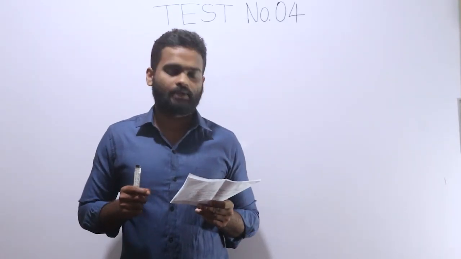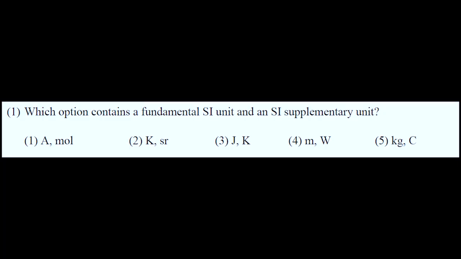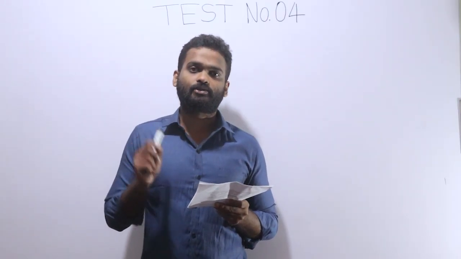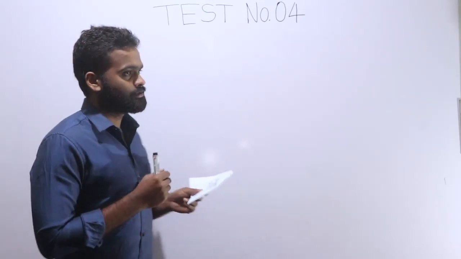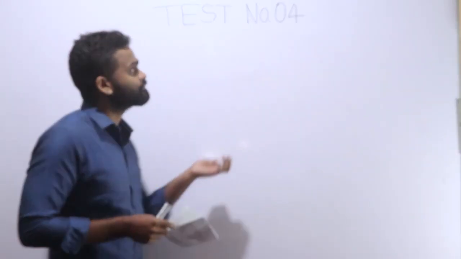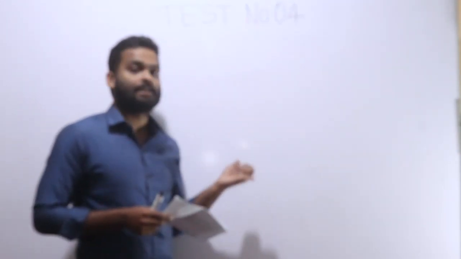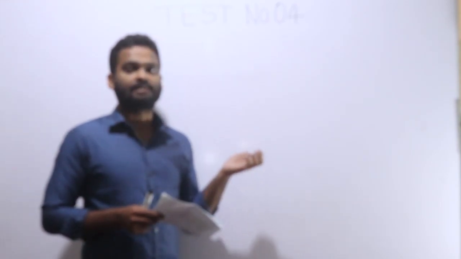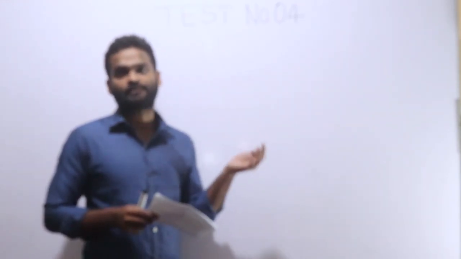So the first question they are asking for is: which option contains a fundamental SI unit and an SI supplementary unit? There are 7 fundamental units and 2 supplementary units. Using those 7 units, we can measure 7 fundamental quantities: length, time, mass, electric current, thermodynamic temperature, luminous intensity, and amount of substance.